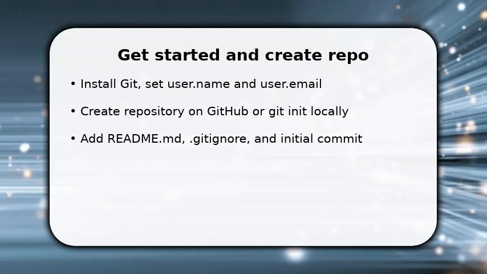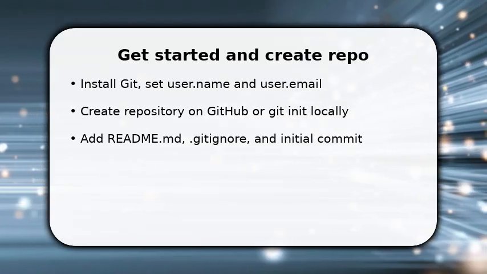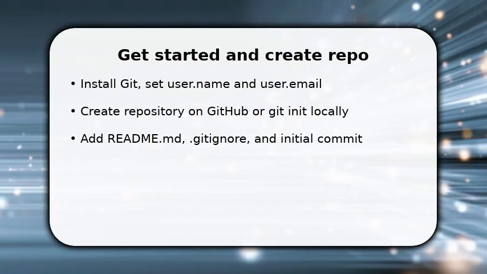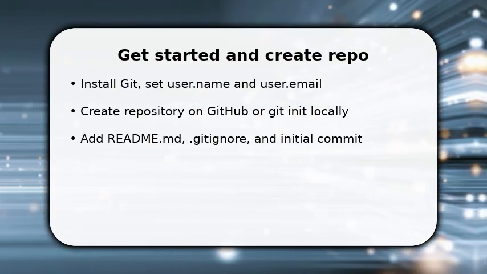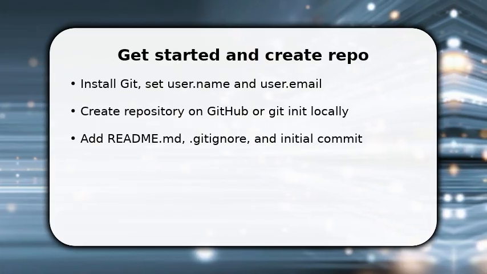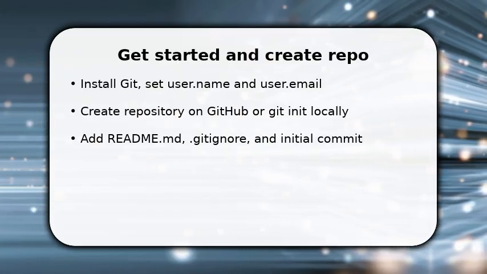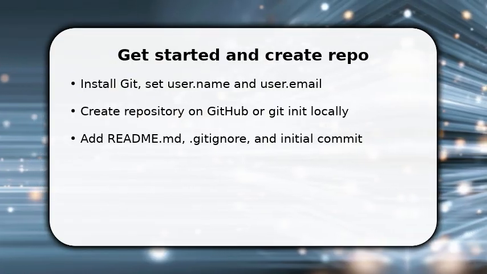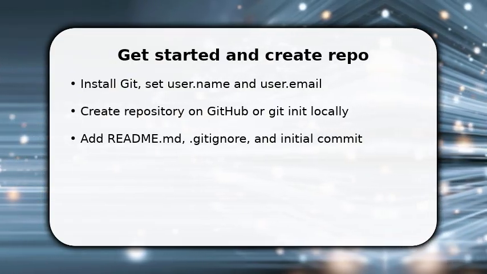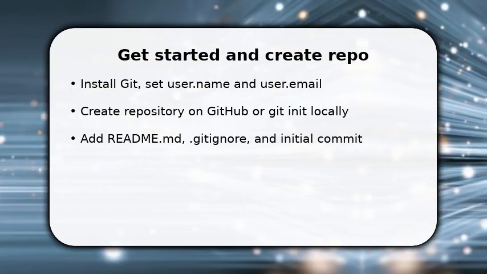You begin by ensuring Git is installed and configured with your user.name and user.email so commits link to you. Next, create a repository on GitHub or run git init locally to start version control, add a README.md, and a sensible .gitignore to avoid tracking build artifacts.